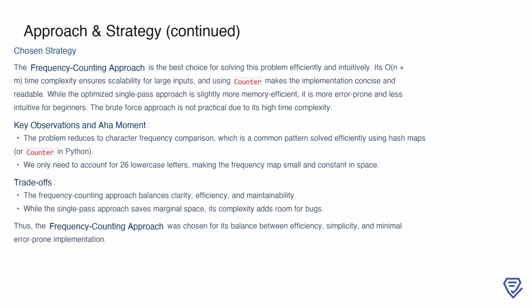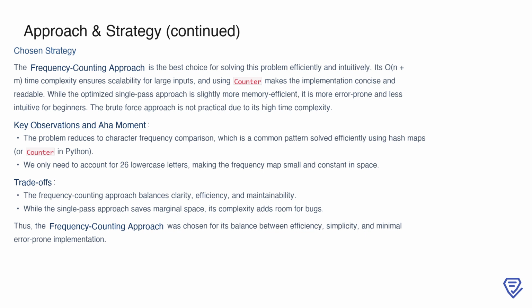The key insight here is recognizing that this problem reduces to comparing character frequencies, a task that is efficiently handled using hash maps or Python's Counter. Additionally, since we only deal with 26 lowercase letters, the frequency map remains small and space usage is constant. By choosing the frequency counting approach, we strike a balance between clarity, performance, and maintainability.